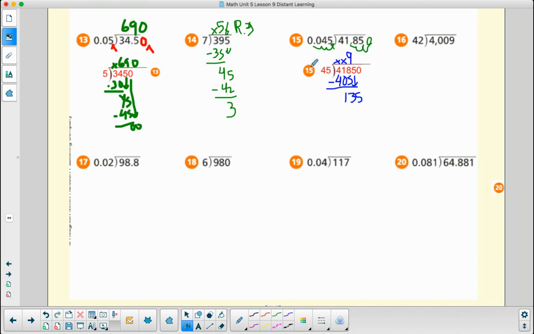135 divided by 45. Well, I think of it as 50. There's 2 5s in 13. But I know 2 45s is 90. So I can get 3. 3 45s I know is 135. And I have nothing left over. Now I do have a 0 to bring down. And I do need something in my 1s, so I'm going to put a 0. So I get 930.